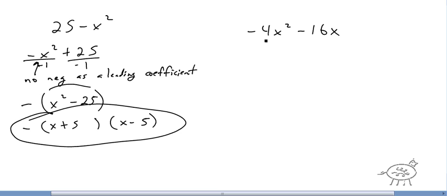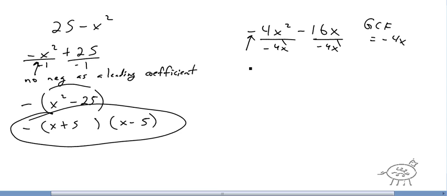First thing I'm going to do is factor out a negative 4 because I can't have a negative here. But also, notice that they both have x's in them. So I can factor out the lowest degree of x, which is just an x there. So my greatest common factor equals negative 4x. So I can divide each of these by negative 4x.